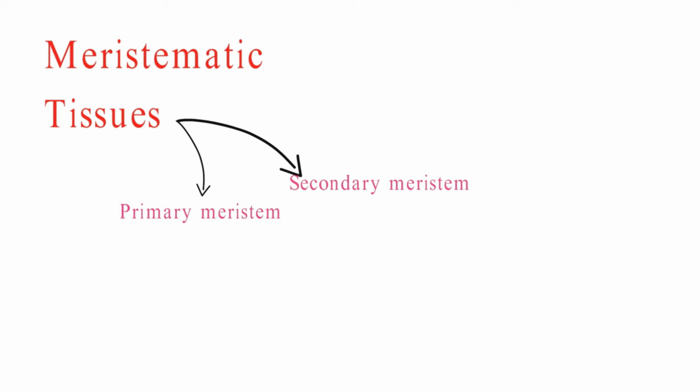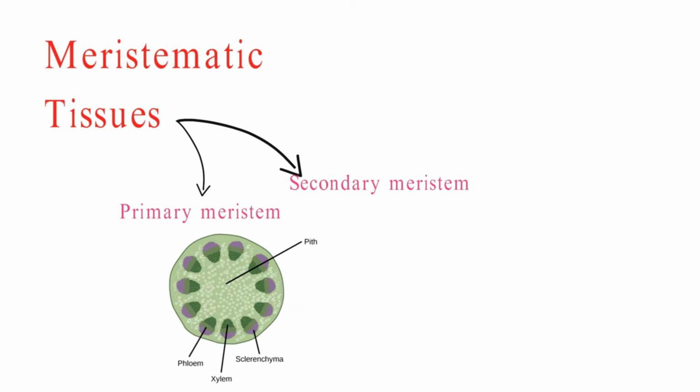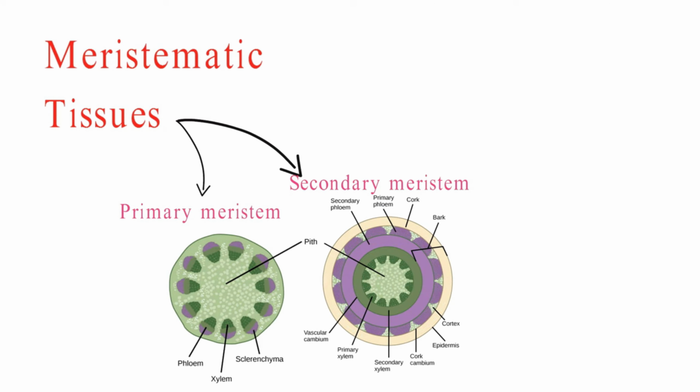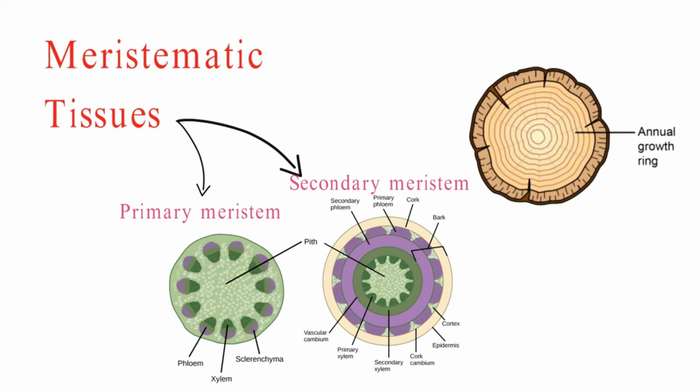Let's explore the two flavors of meristematic tissues: primary and secondary meristems. Primary meristems lay the foundation for primary tissues, while secondary meristems step in to create secondary growth. Did you know that the rings in tree trunks are a result of secondary growth by the vascular cambium? Counting these rings can reveal the age of a tree.